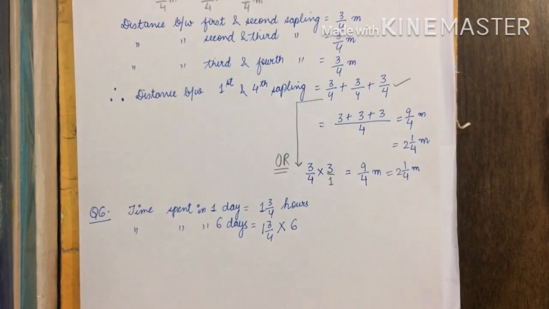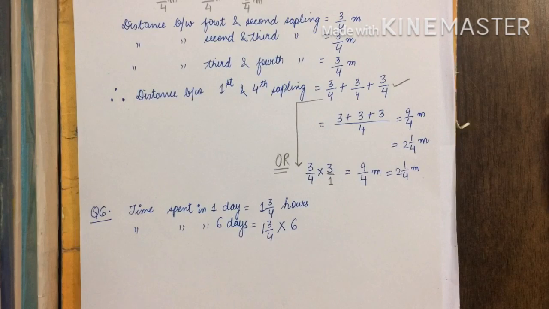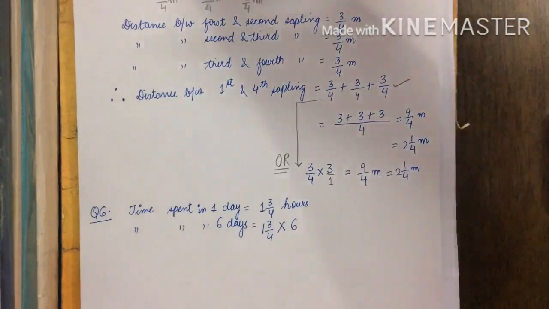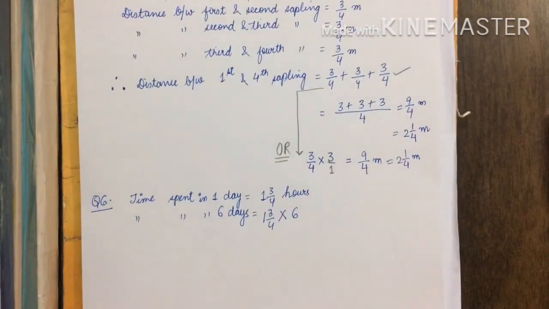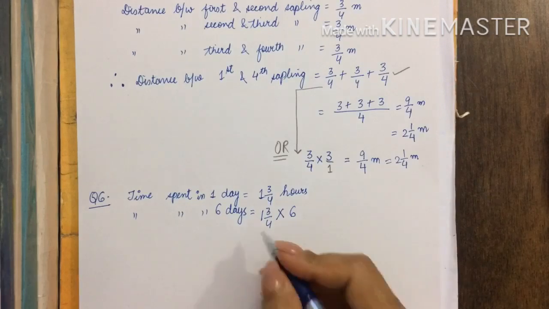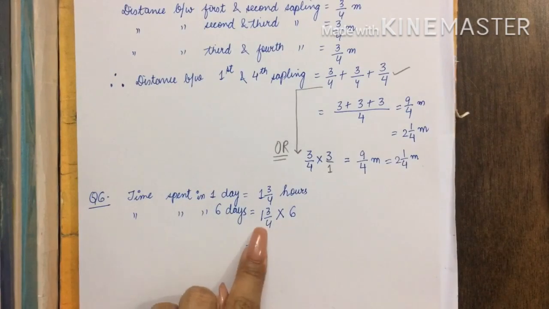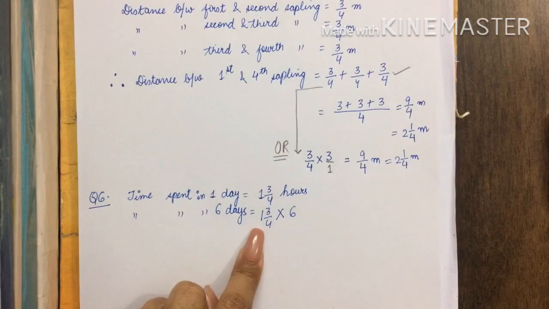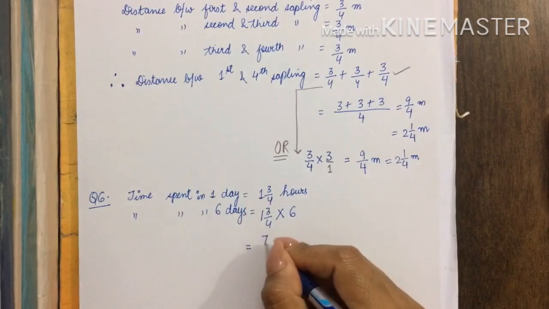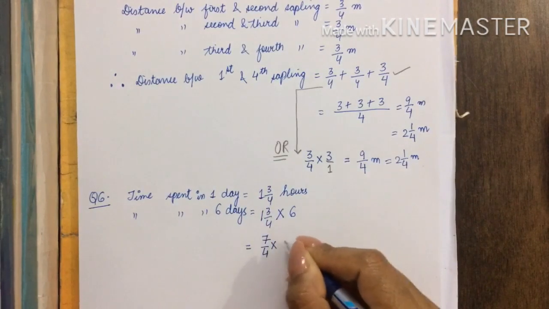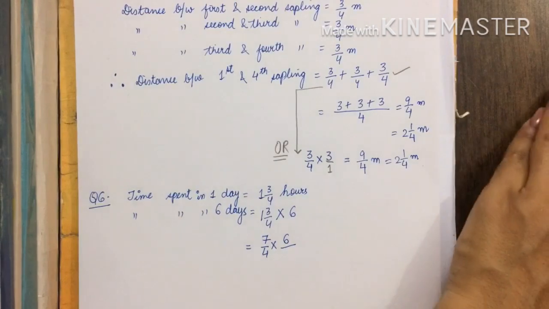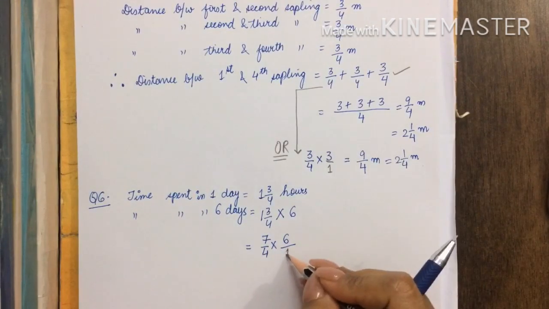Now this is a multiplication of a mixed fraction with a whole number. So how do we proceed? We first of all change this mixed fraction into an improper fraction and then we multiply. So let's change. This mixed fraction becomes 4 into 1 is 4 plus 3, 7/4, multiplied by 6 can be written as 6/1.